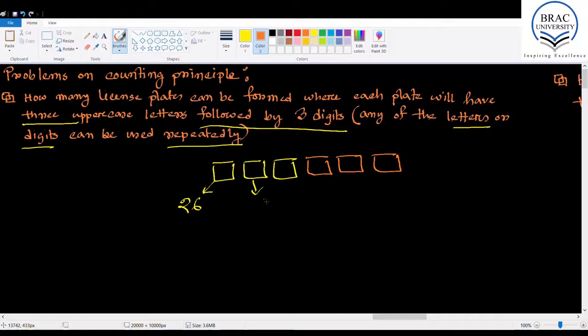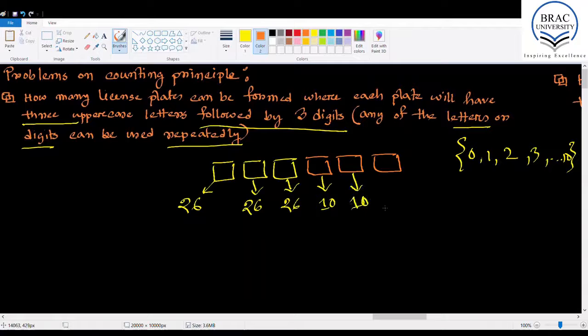And for the second slot, how many options will be there? See, any letter can be used repeatedly. That means the letter we use in the first slot, we can use it in the second slot as well. So the total number of available options for the second slot is 26. And the total number of available options for the third slot will be 26. And since we'll have to put digits in the fourth slot, there are total 10 digits as we know, starting from 0, 1, 2, 3, at last 10, right? So here there are 10 options, and there are 10 options here.